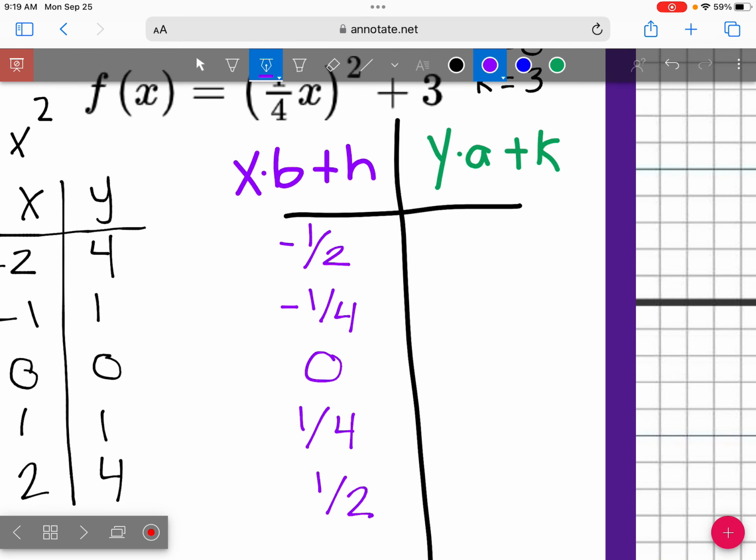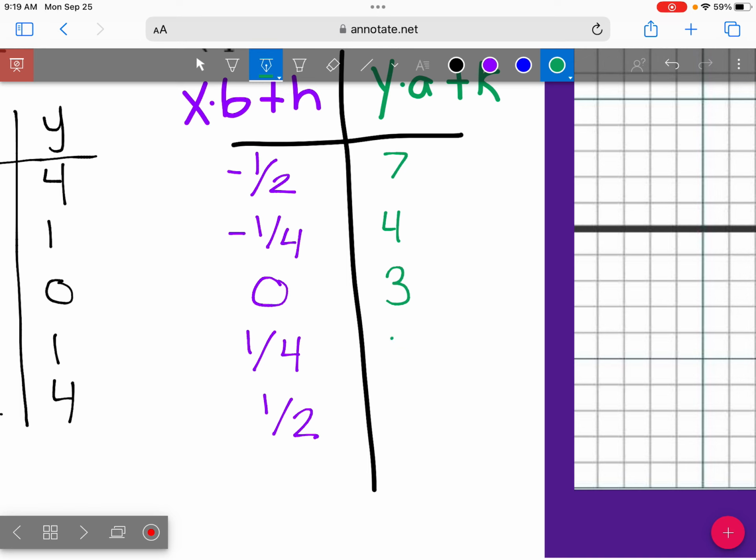Then we're going to do our y times a plus k. 4 times 1 plus 3. And then 1 times 1 plus 3. 4. 3. 4. 7.